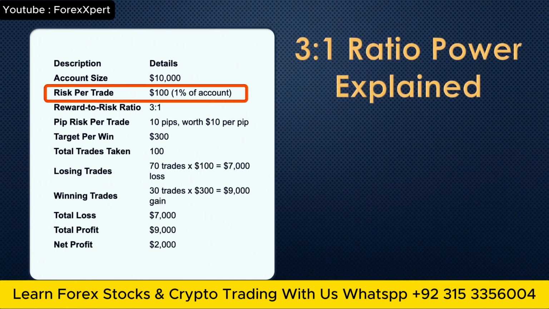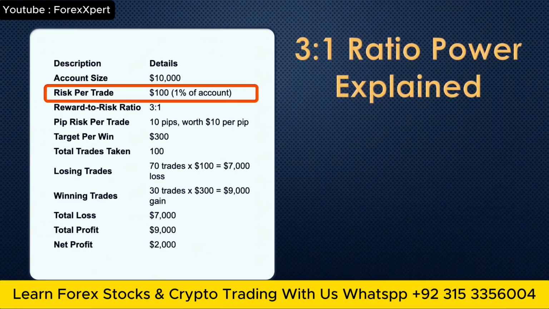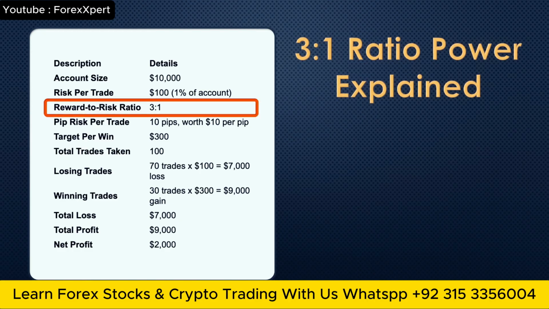We'll break this down in terms of pips for more clarity. Suppose you're risking 10 pips per trade, and with each pip being worth $10, that equals the $100 you're risking. So if the trade goes against you and you lose those 10 pips, you lose $100. Next, your strategy is to aim for 3 times the amount you're risking. So while you're risking 10 pips, your target for each winning trade is 30 pips, which equals $300. That's the essence of the 3 to 1 reward to risk ratio. For every dollar you risk, you aim to make $3 in return.